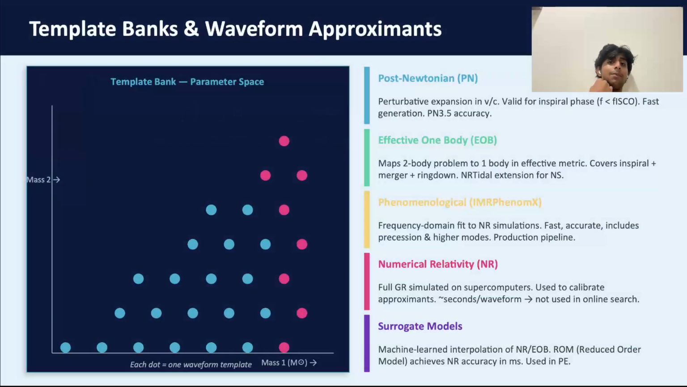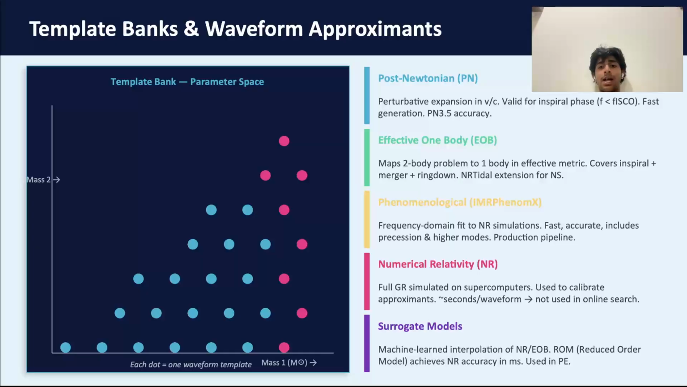Now comes the template banks and the waveform approximants. Now I'm sure everyone must be thinking, why do we use a million templates? Now waveform shape changes significantly with mass and spin. Two 10 and 30 solar mass black holes produce a different chirp than 20 and 20 at the same total mass. Now when we miss the template, we miss the signal.